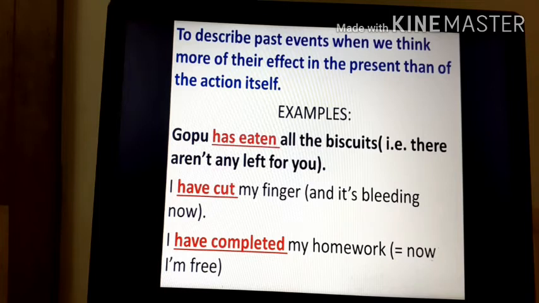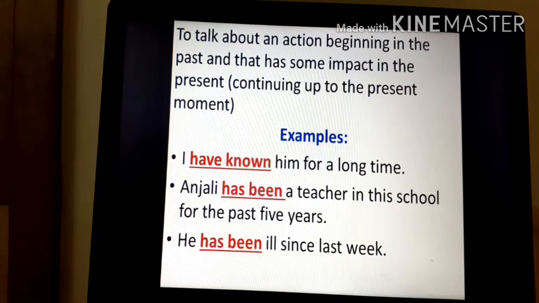So, in this sentence, as you can see, have completed is the present perfect tense. Here we are actually describing the past event with more of their effect in the present than of the action being done. We also use present perfect tense for talking about an action beginning in the past and that has some impact in the present. It means that it will be continuing up to the present moment.